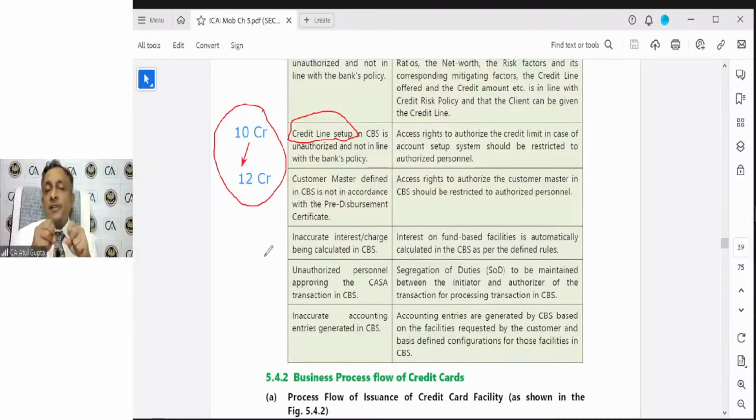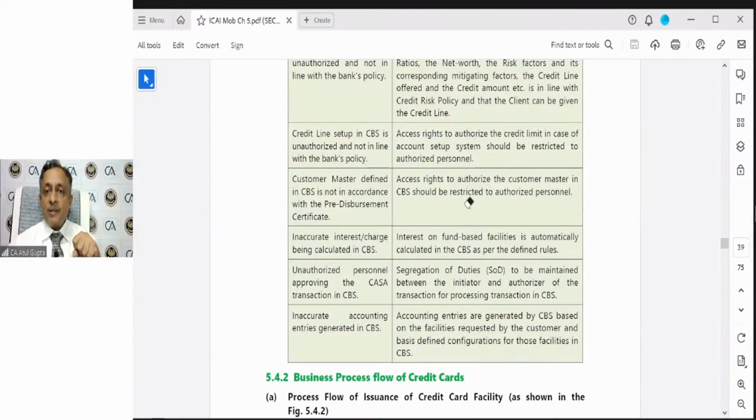So you require really good access control in the banking system. That exactly is the control defined. It says that access right to authorize credit limit in case of account setup should be restricted to authorized personnel, and you can add a line: these need to be properly monitored. Write a line here that setting it up is necessary, and it requires proper monitoring also.